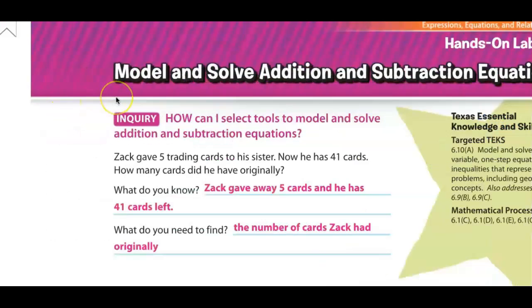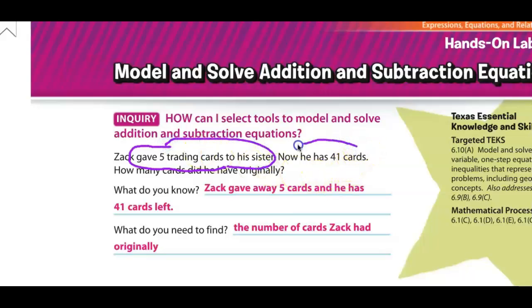Okay, what we know from the word problem is that Zach gave away 5 cards and that he now only has 41 cards left. So he gave 5 trading cards to his sister, and he now has 41 cards. Those are 2 important pieces of information that you should underline or highlight or circle. And then what do you need to find? What we're being asked to find is, how many cards did he have originally? So the number of cards he had originally.